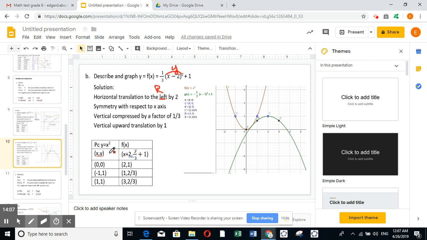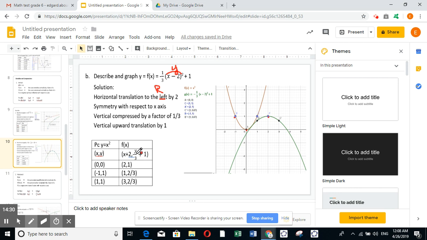For the parent curve x squared, you can take particular points: 0, 0, minus 1, 1, and 1, 1. If you replace 0, 0, you're going to get 2, 1. So the symmetry of this point A will be 2, 1. If you take minus 1, 1 and replace it here, you're going to get 1 and 2 over 3.